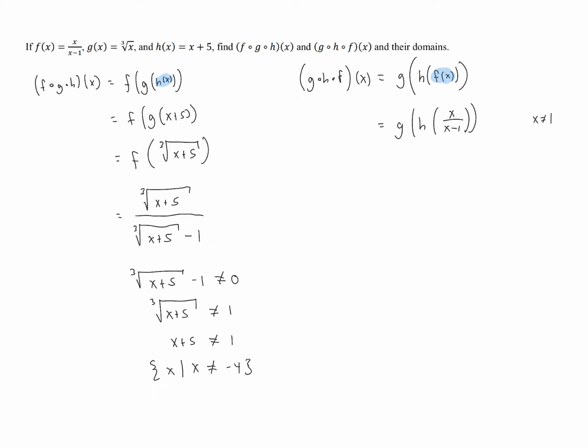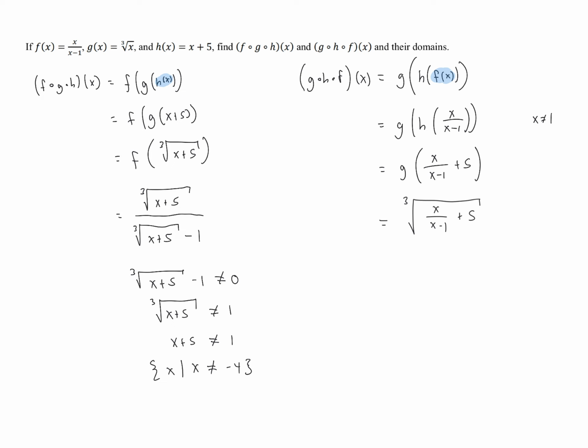But let's keep going. We now need to evaluate h at x over x minus 1. Now, h is the function that adds 5 to whatever we have. So this is going to be g of x over x minus 1 plus 5. And then we need to evaluate g at that input. g as a function just takes a cube root. And so this is going to be the cube root of x over x minus 1 plus 5.